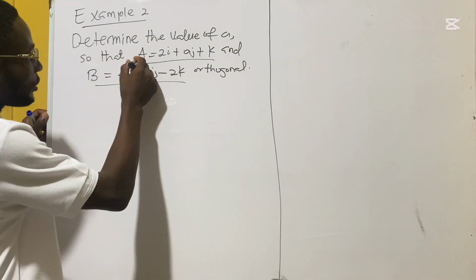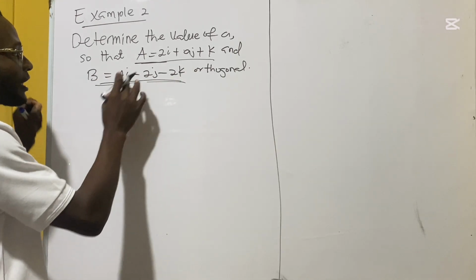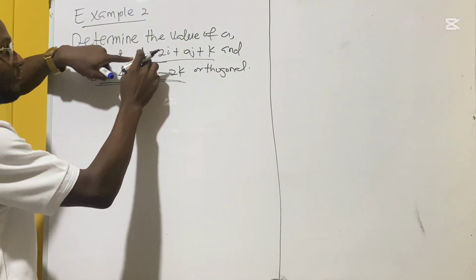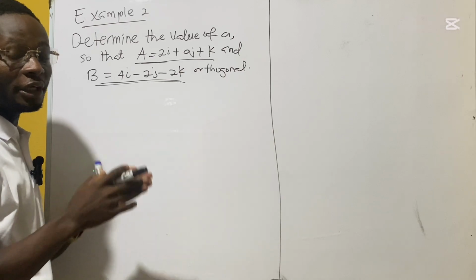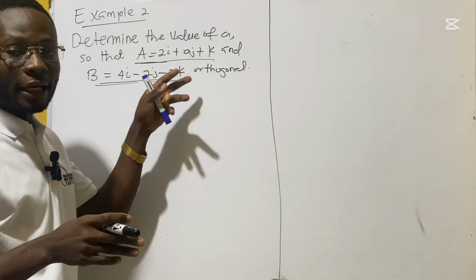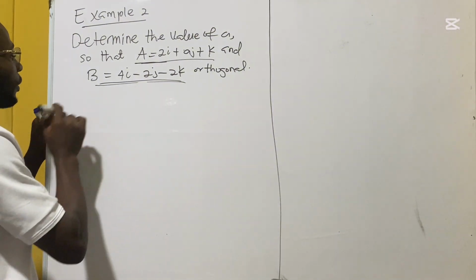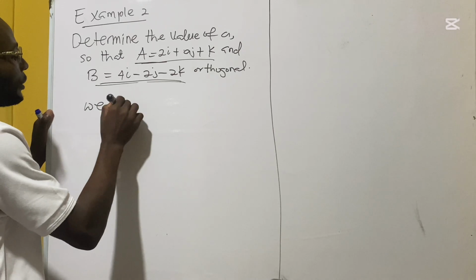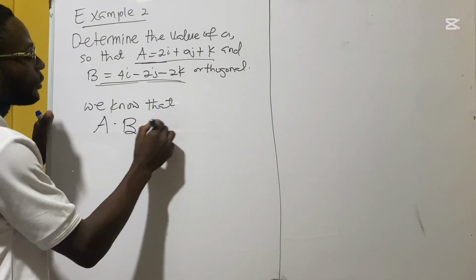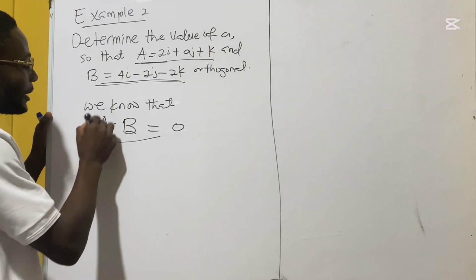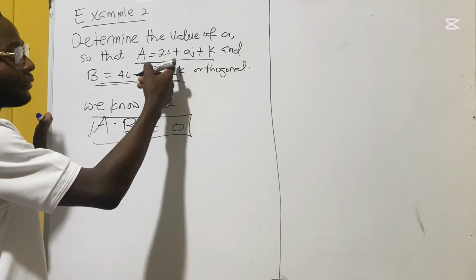Okay, so this is the vector we have here and this vector we have here. Meaning that if we take the dot product of A and B, we must result to 0. So the dot product of A and B must be equal to 0 so that we can have an orthogonal vector. So here we know that A dot B should be equal to 0. So once we know this assumption or theory, then we can go on and handle this problem.